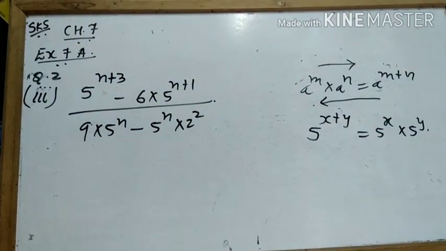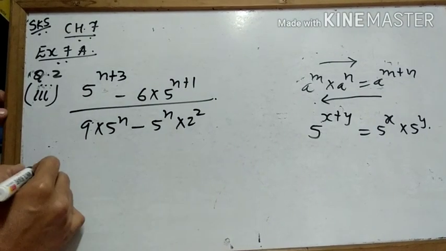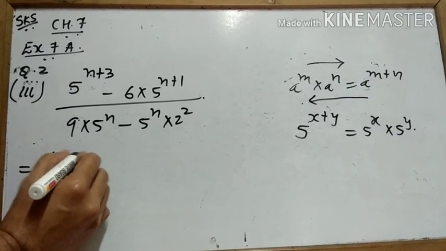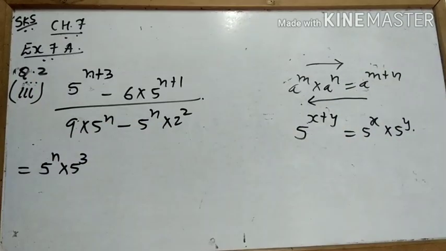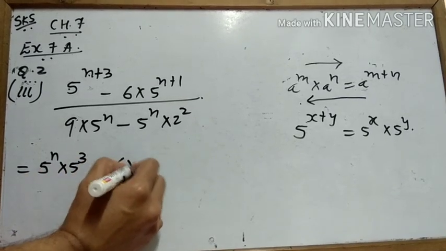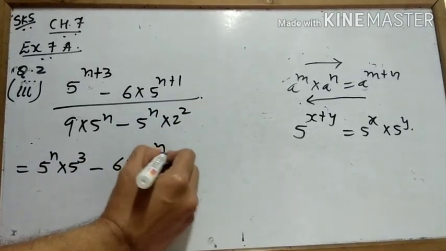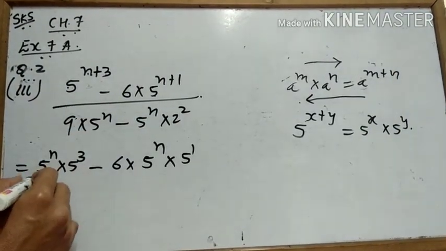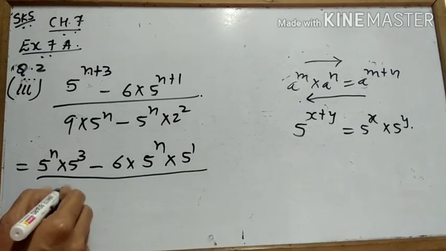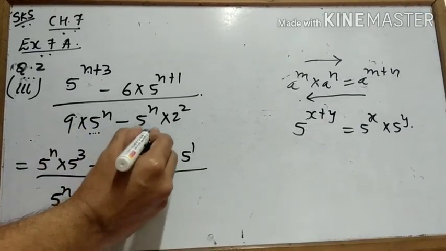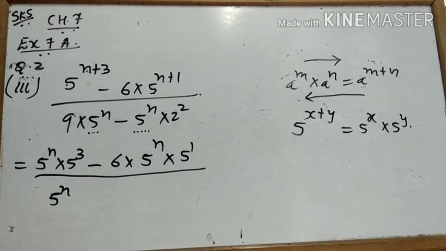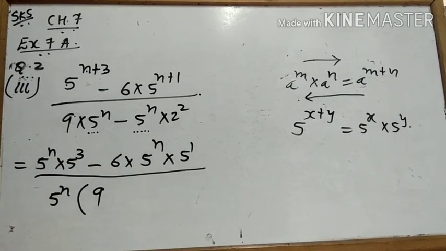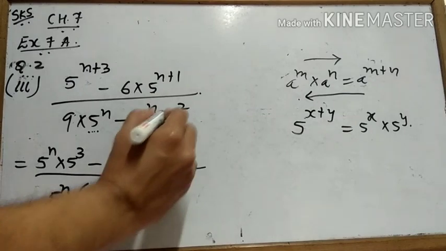The same formula, I am using it in a different way. Let us understand how I am going to apply it and why that is needed here. Here 5 raised to n plus 3, so I am making it 5 raised to n multiplied by 5 raised to 3. I hope you understand. I have applied this particular concept here. Minus 6 into 5 raised to n into 5 raised to 1. Again I have applied the same concept. In the denominator, I can see 5 raised to n, I can take it out common. This factorization topic will be helpful to you over here. So if I take out 5 raised to n common, the first term will be left as 9, and the second term will be left as 2 squared.